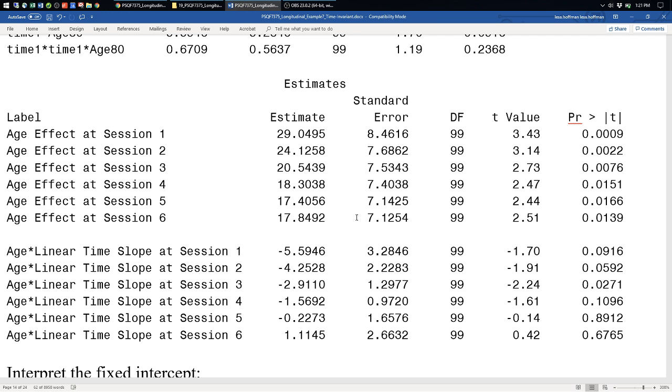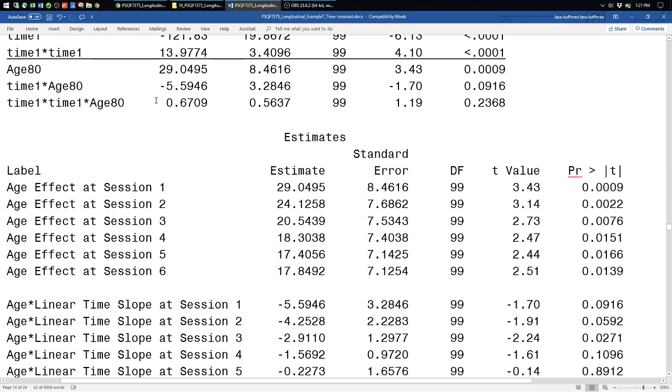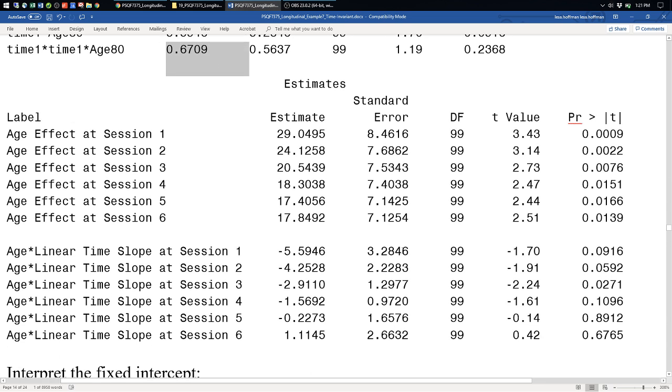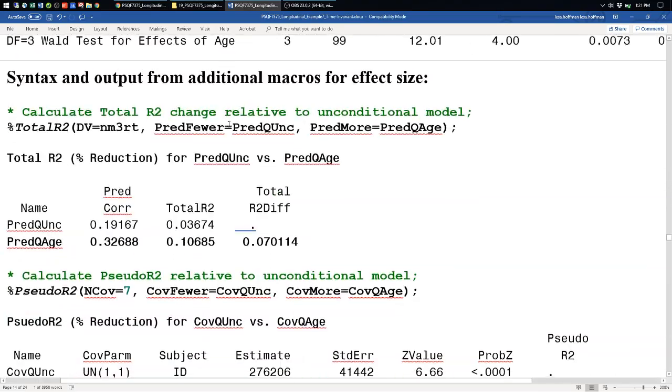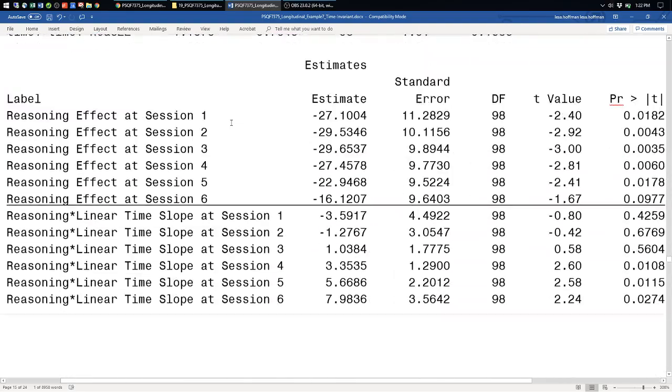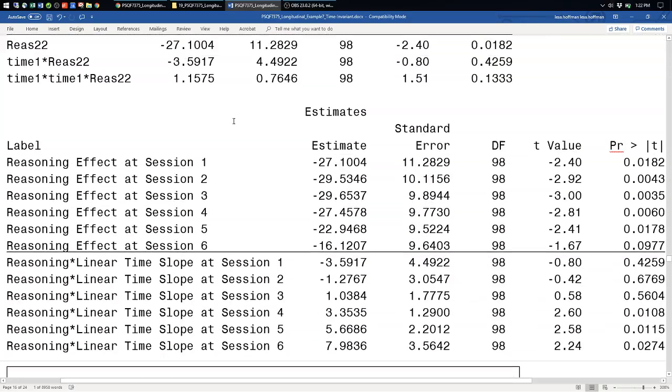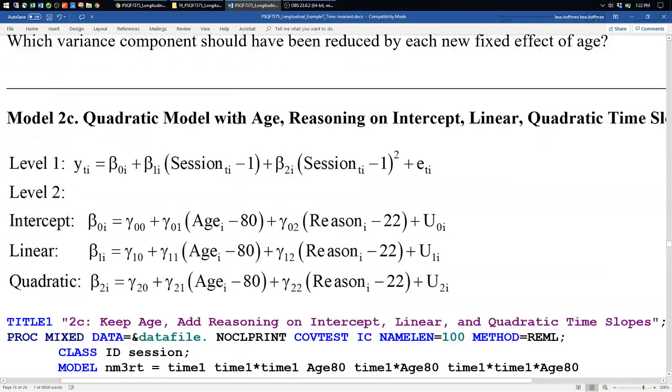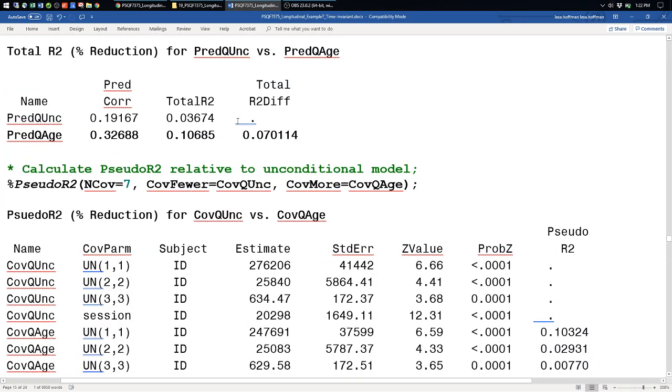The next set of estimates then give the model predicted age by time interaction at each session, where the first one is what's up above in the model, and then the difference between these is constant. It's twice this number right here. Let me see, did I make a picture of reasoning or age? I'm trying to remember. Yeah, I made a picture of reasoning because that one was actually significant. So we'll look at that picture instead. It's the same pattern.